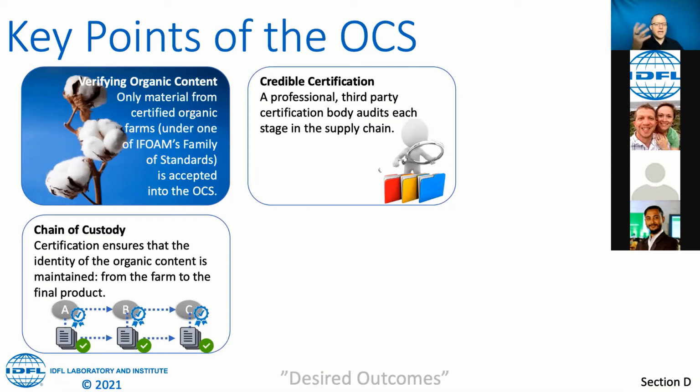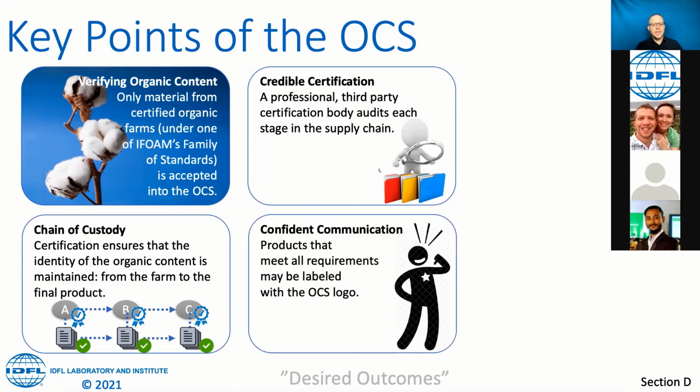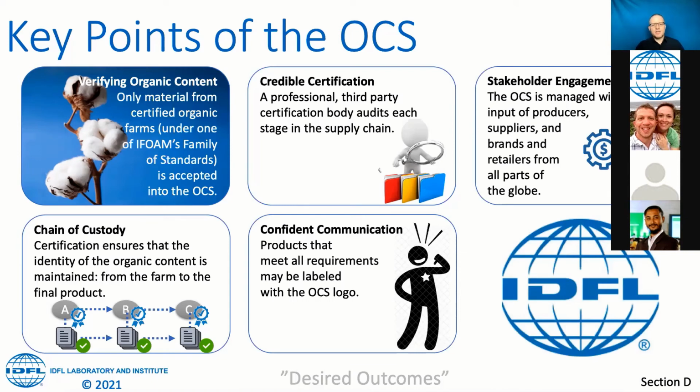Once again, if there are aspects that are not audited, it makes a weak link within the entire supply chain. Confident communication: products that meet the requirements may be labeled with the OCS logo. This is something everybody is looking for. They want to sell organic cotton T-shirts, but they need the label. So the major objective of the OCS is providing the label for the finished product, for the final consumer.